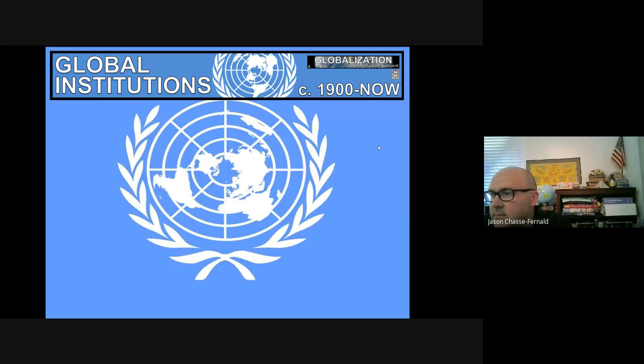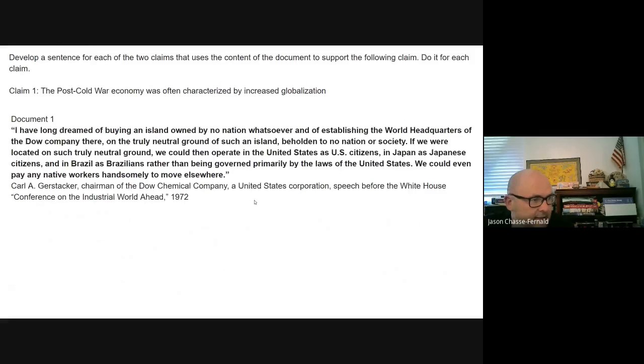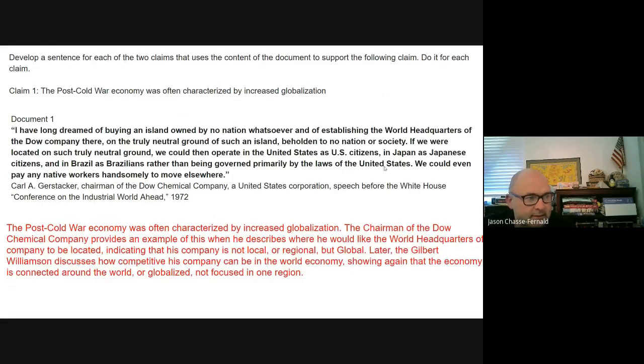Right, and global institutions. So in class, we begin by going over some possible answers to your homework last night. You were to read these two documents, and you were given a couple of claims, and you were to use the information from the documents to support said claims. So we go over some possible answers in class, such as this one here.